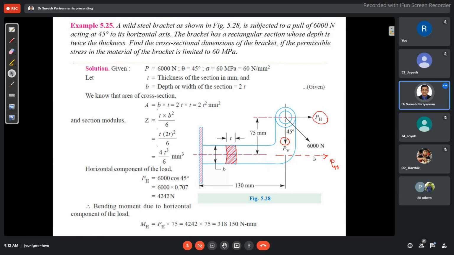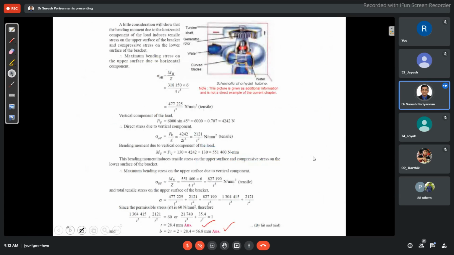in this cross section. Okay, hence one small mistake has been made in this problem. Here the direct stress is not a vertical component. It should be PH by A. That's all. Remaining things are the same. This is direct load, PH by A. Now this is PH, PH also has the same magnitude because of 45 degrees.